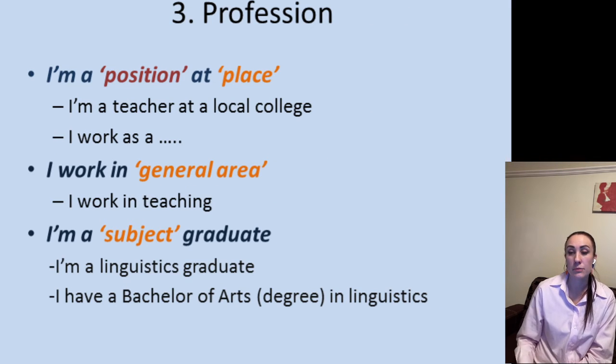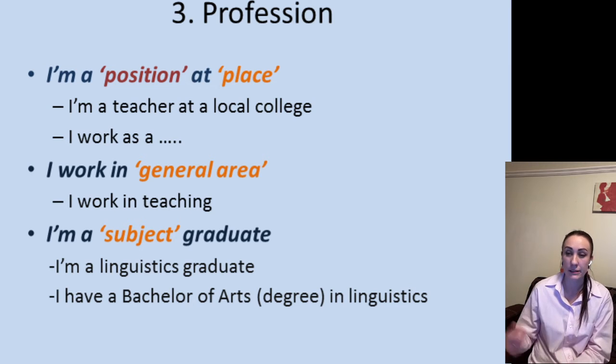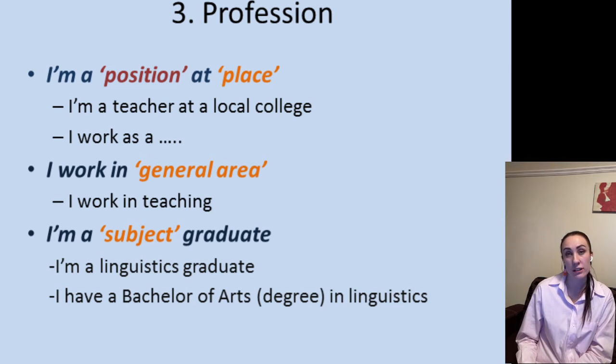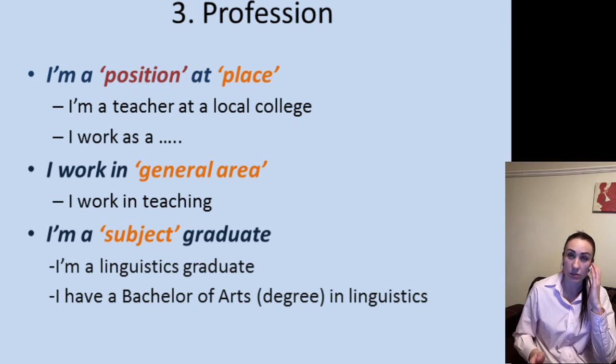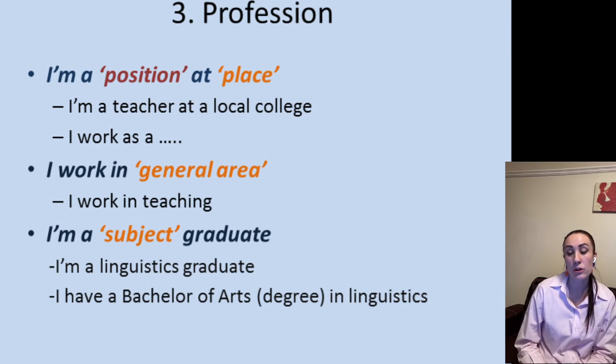So, on to the next one, and let's look at occupation and profession. To talk about the job that you're doing, you could say, I'm a plus position at where? The place. So, I would say, I'm a teacher at a local college, or I work as a teacher, as a or an plus the job title. I work in the general area. So I work in teaching, for example.